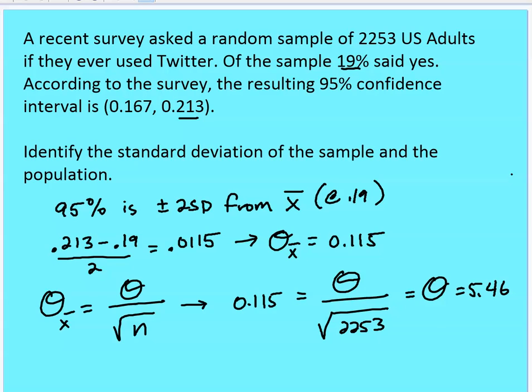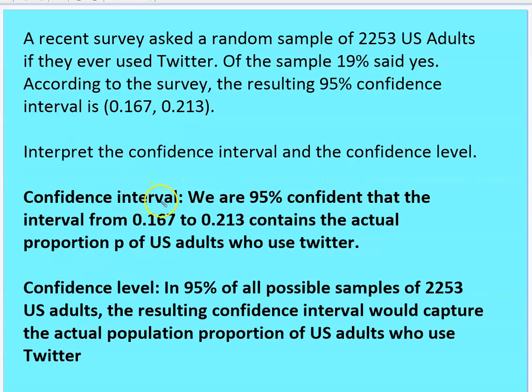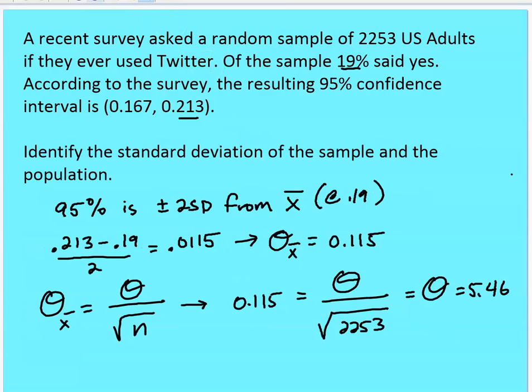So once again, confidence interval: we are 95% confident that the interval from 0.167 to 0.213 contains the actual proportion of US adults who use Twitter. And the confidence level: in 95% of all possible samples of that given size, 2,253 US adults, the resulting confidence interval would capture the actual population proportion of US adults who use Twitter. All right.